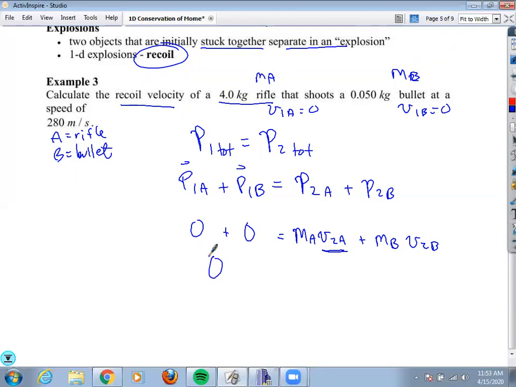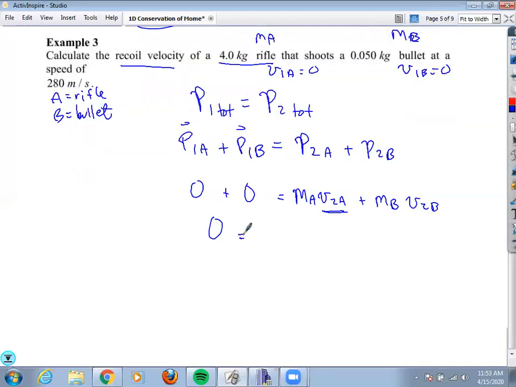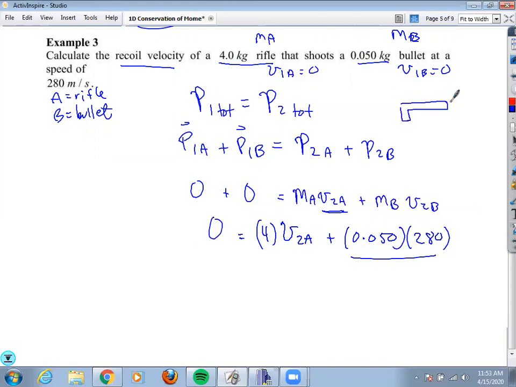Now we want to find the recoil velocity of the rifle. So 0 for the initial momentum must equal the rifle. So that's 4 kilograms times V2A plus the bullet, 0.050 kilograms times 280 meters per second. So we're simply going to multiply these two together, subtract it over. It's going to be negative, which makes sense because the bullet's going to go forward and the rifle's going to move backwards. It's a terrible rifle, but I think you get the idea.